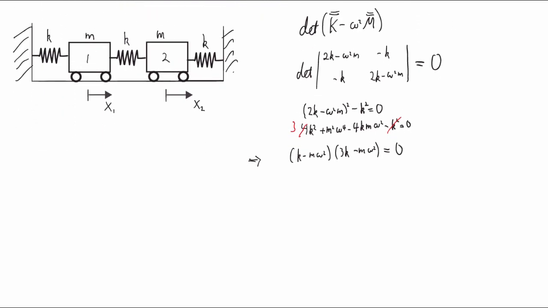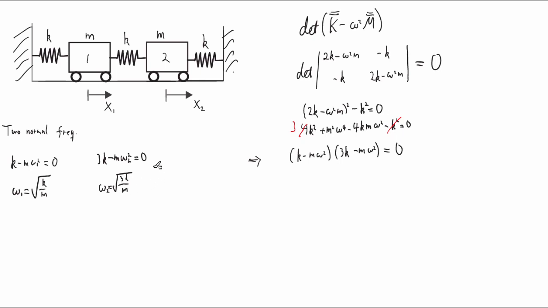In other words, we get two solutions for the omega squareds. Either this first parenthesis is 0 or the second parenthesis is 0. So we get two modes, or two normal frequencies. Each corresponds to a different mode. So either k minus m omega 1 squared equals 0, which means that omega 1 equals the square root of k over m, or 3k minus m omega 2 squared equals 0, so omega 2 equals the square root of 3k over m.